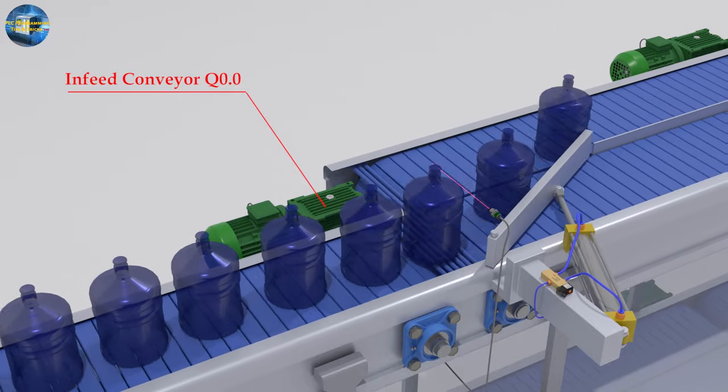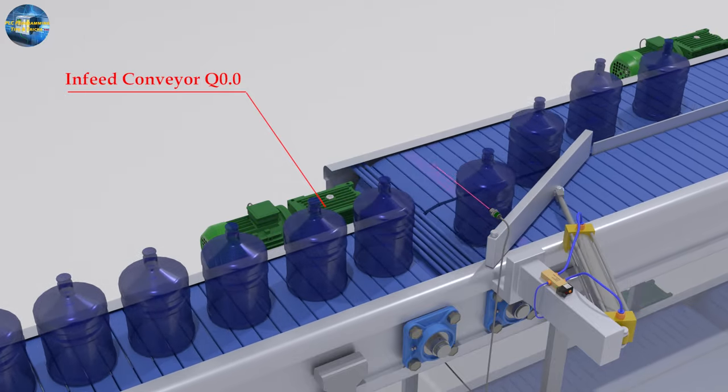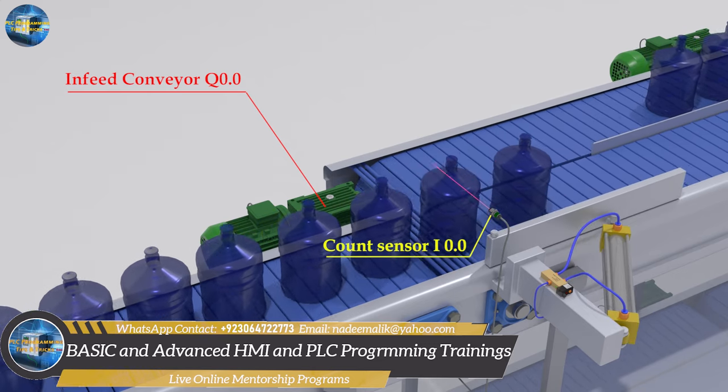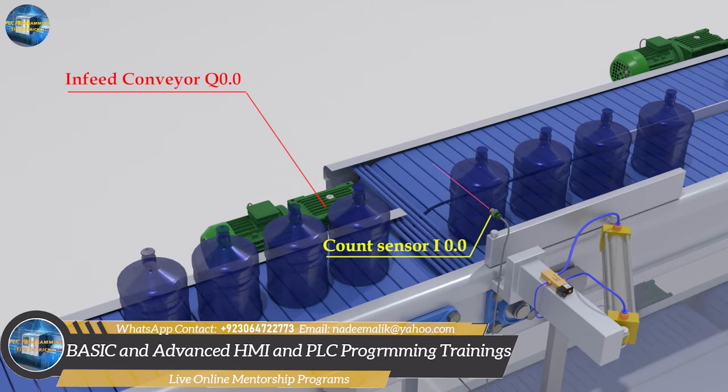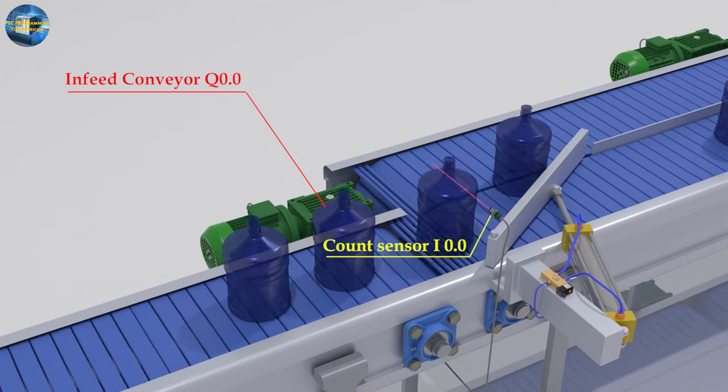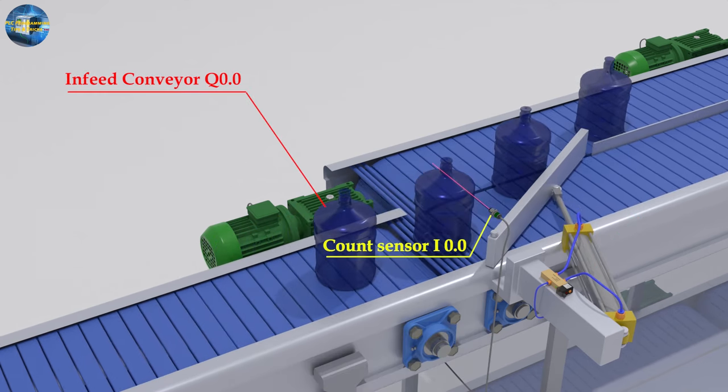side conveyor. Now to count the bottles for each side, we have a count sensor connected to the I0.0 PLC input. Next, to divert the bottles onto the left and right side conveyor, we have a pneumatic cylinder diverter, which is actuated by a solenoid valve connected at the Q0.1 output of the PLC.